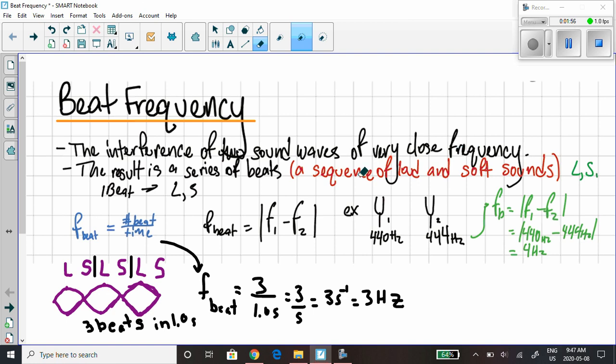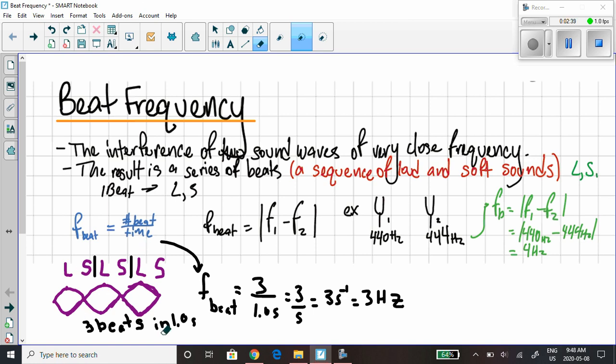So the result of the interference is what we call a series of beats. Well, what's a beat? A beat is a sequence of loud and soft sounds. Loud, soft. So one beat is equal to loud, soft. Each loud, soft is a beat. So let's say, like in the video, we have two tuning forks and we play them together and you hear a loud, soft, loud, soft, loud, soft. That means you hear 1, 2, 3 beats.